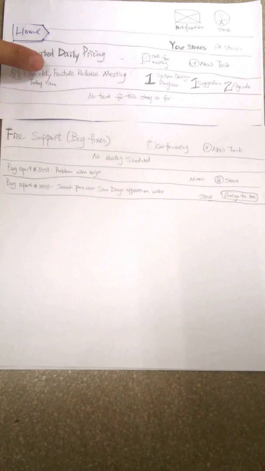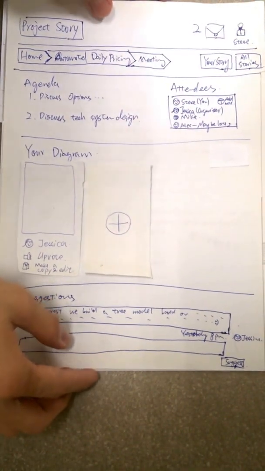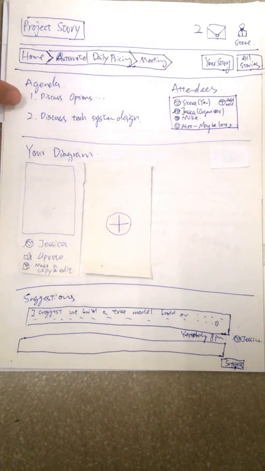Steve gets to work at 10 a.m. on Monday. He checks Project Story for his task list and gets notified about his upcoming meeting at 11 a.m. He opens the meeting to see his details and finds two agendas for the meeting.